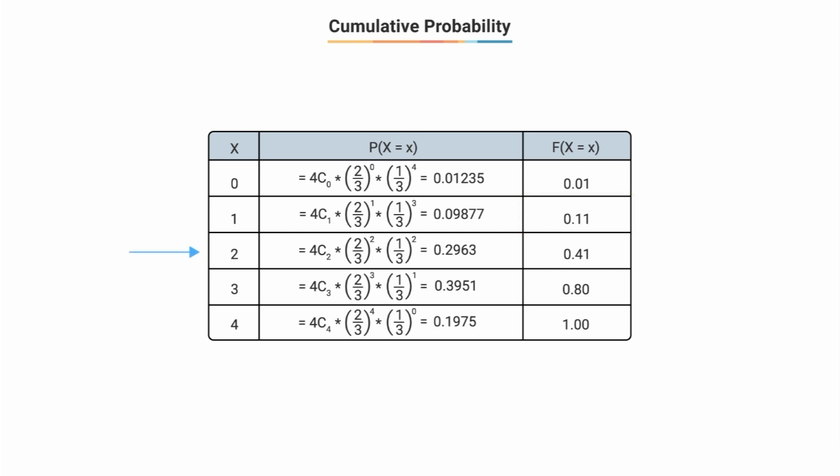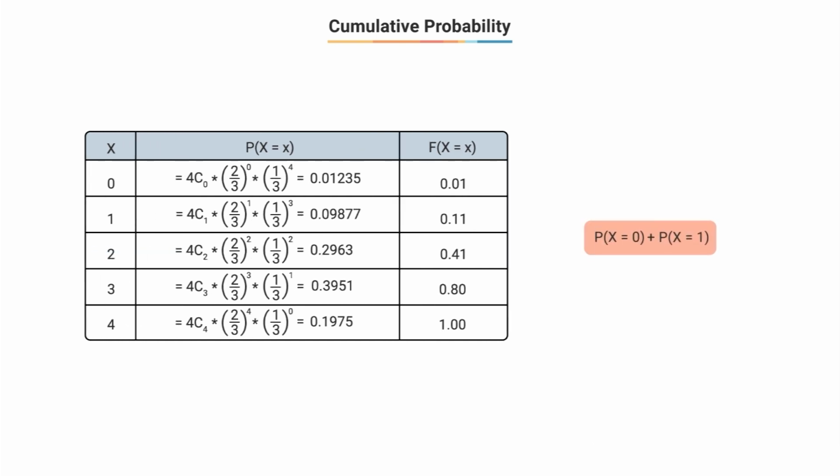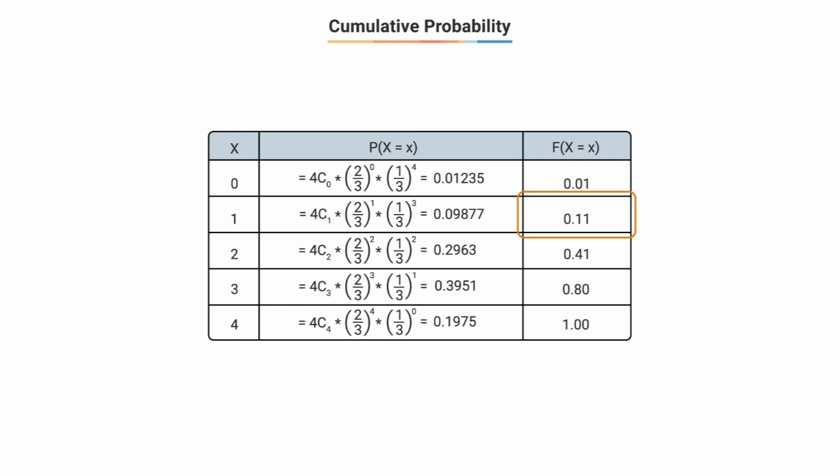Similarly, we have f of x equal to 2, which will be probability of x equal to 0 plus probability of x equal to 1 plus probability of x equal to 2. Now, we already know that probability of x equal to 0 plus probability of x equal to 1 is the same as f of x equal to 1. Thus, we can write f of x equal to 2 as f of x equal to 1 plus p of x equal to 2. We know that f of x equal to 1 is 0.11, and we know that probability of x equal to 2 is 0.296. Hence, f of x equal to 2 will be 0.111 plus 0.2963, which is equal to 0.4074. Similarly, f of x equal to 3 will be 0.4074 plus 0.39506, which is equal to 80.247% or 0.80247.